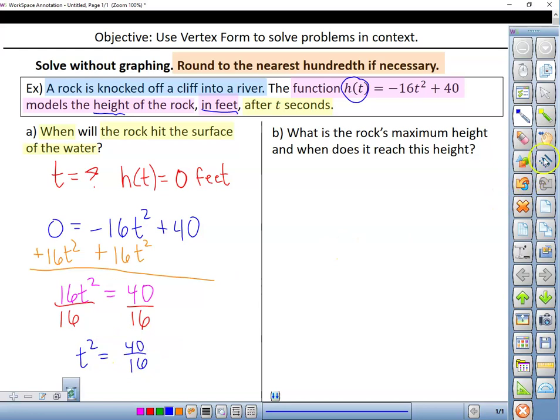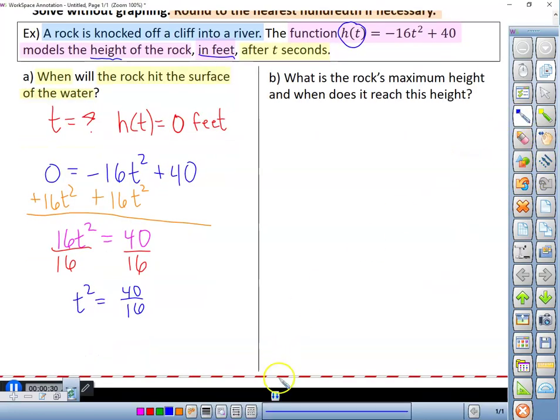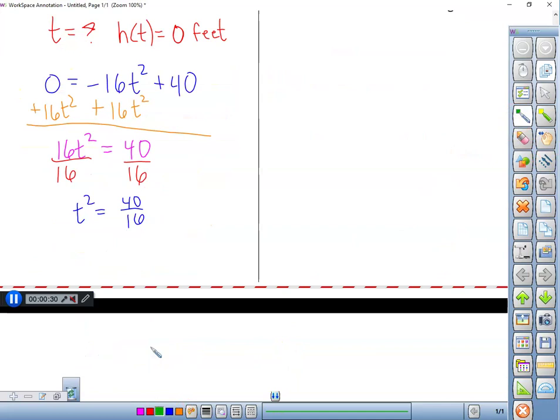There's no need to reduce here because we're going to be using a calculator in a moment. And so I would take the square root of t squared. Remember, that would create plus or minus, positive or negative of the square root of 40 divided by 16. Now, if 40 divided by 16 is a nice terminating decimal, you can use that decimal. If it's a repeating decimal, or it's too long to be able to do the whole thing, then it's better to use the fraction. Now 40 divided by 16 is actually 2.5. So you could also look at this as positive or negative of the square root of 2.5.